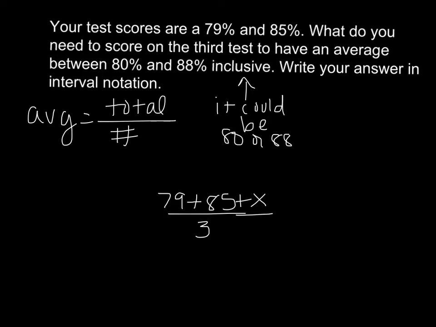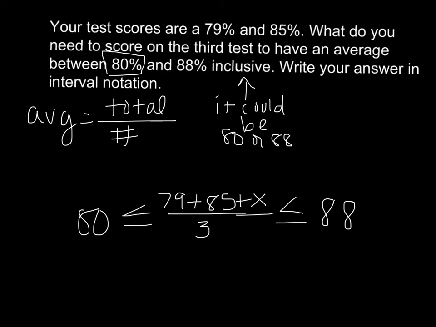Well, that average needs to be greater than or equal to 80%, okay, because the minimum score average that we want is an 80, and the max score that we want is an 88%. So our average needs to be between 80 and 88, and this right here will tell us our average, and if we put it between 80 and 88, we can solve that now.